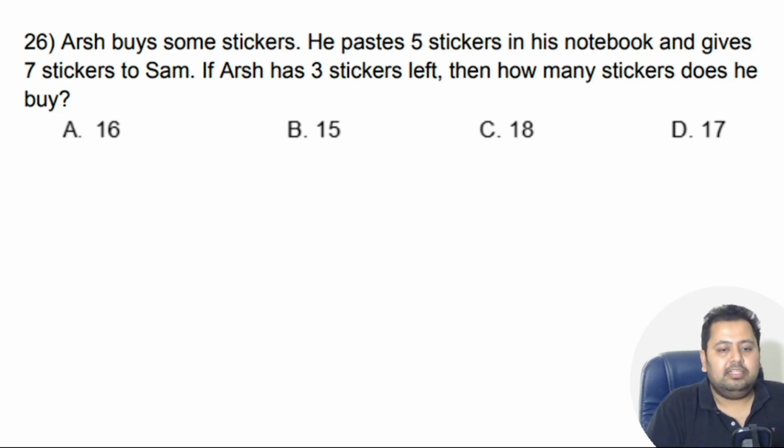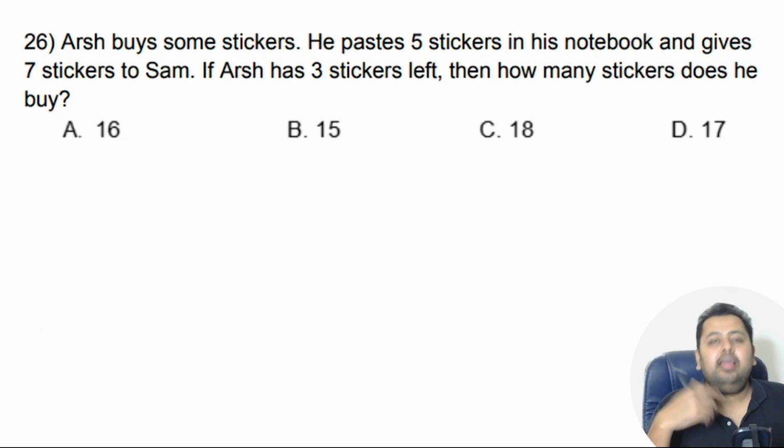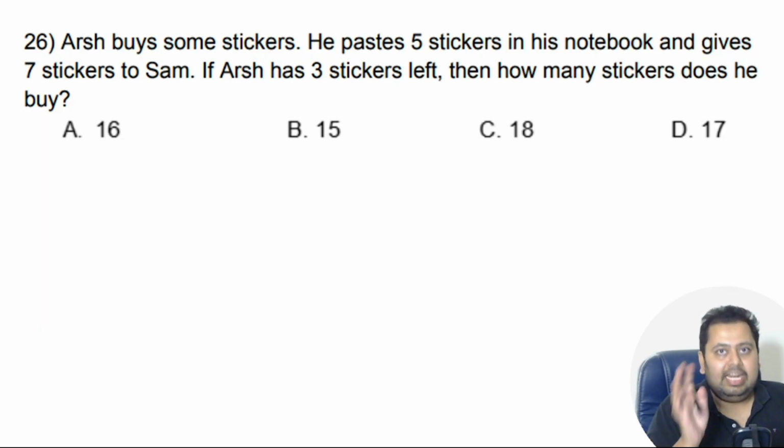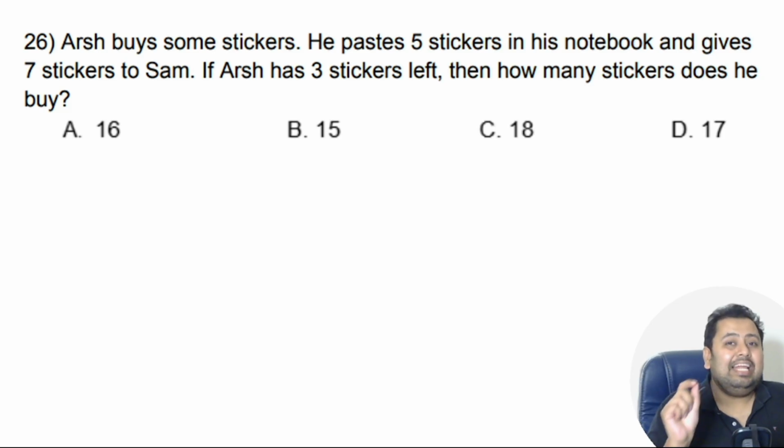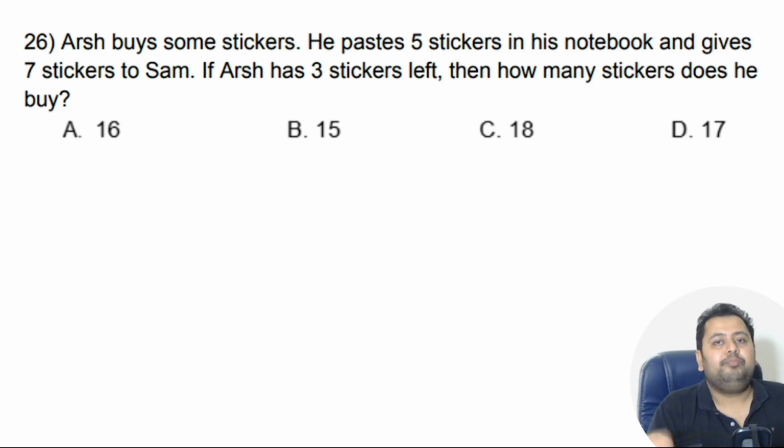Arsh buys some stickers. He pastes 5 stickers in his notebook and gives 7 stickers to Sam. If Arsh has 3 stickers left, then how many stickers does he buy? So Arsh bought some stickers, and that is what we have to find out, how many stickers did he buy. Pause the video, read the question again and again, understand the question well, and then play the video and go to the solution.